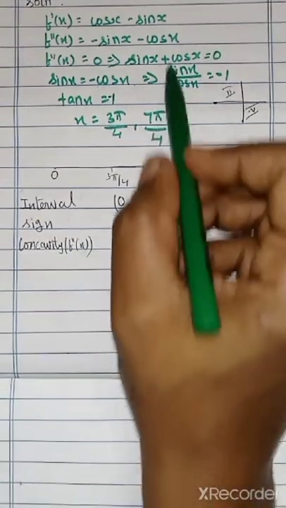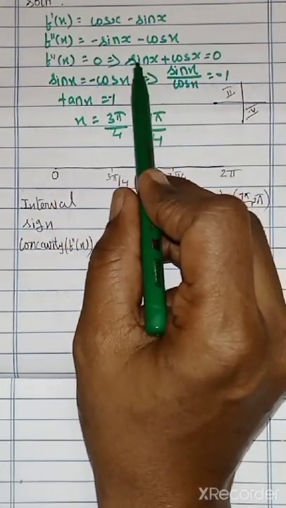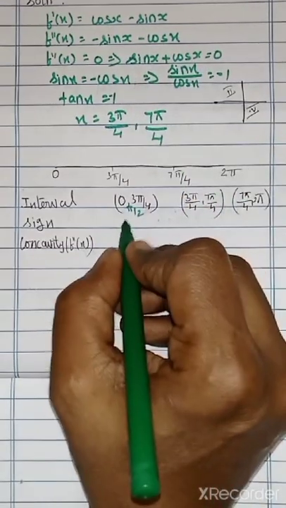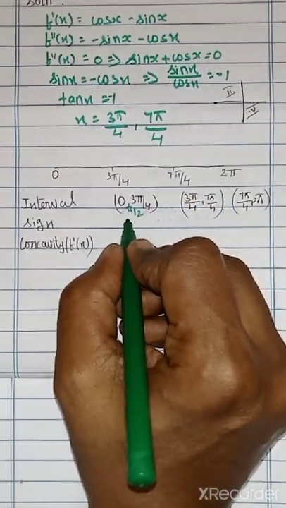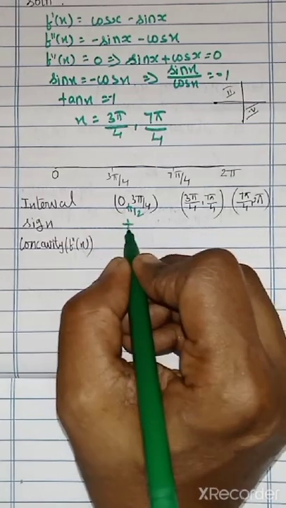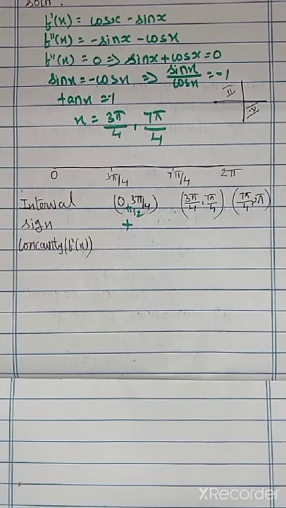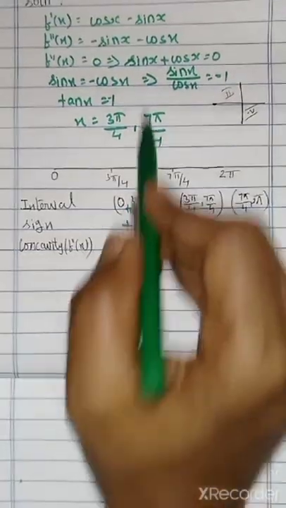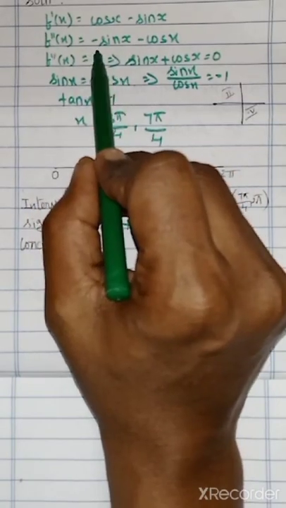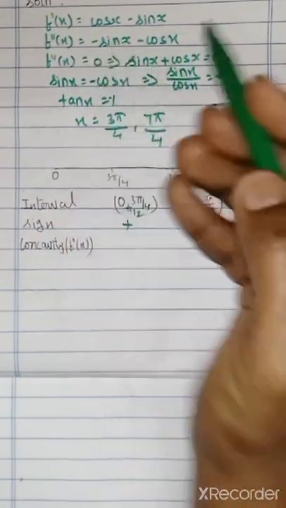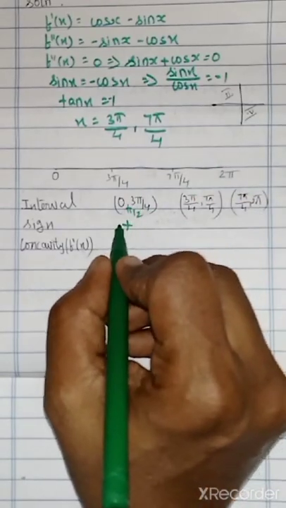If I take pi by 2 and substitute in f double dash, sin pi by 2 is 1, cos pi by 2 is 0. So 1 is positive, correct? So this is positive, so you will get concave downward. Sorry, we have to check the sign of f double dash of x. So sin pi by 2 is 1, cos pi by 2 is 0. So this is minus 1. Minus 1 means we are getting negative.